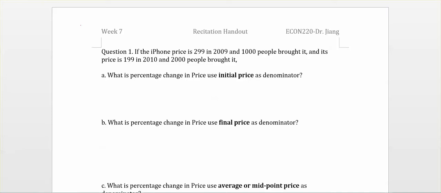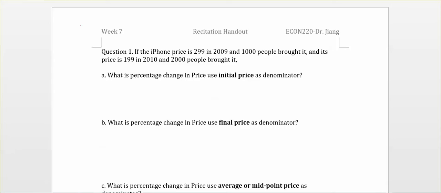And so now let's look at the first question, which relates to the price elasticity of demand. And this question is related to iPhone. I think many of you probably have already bought an iPhone. So let's look at this. How can we calculate elasticity for iPhone?